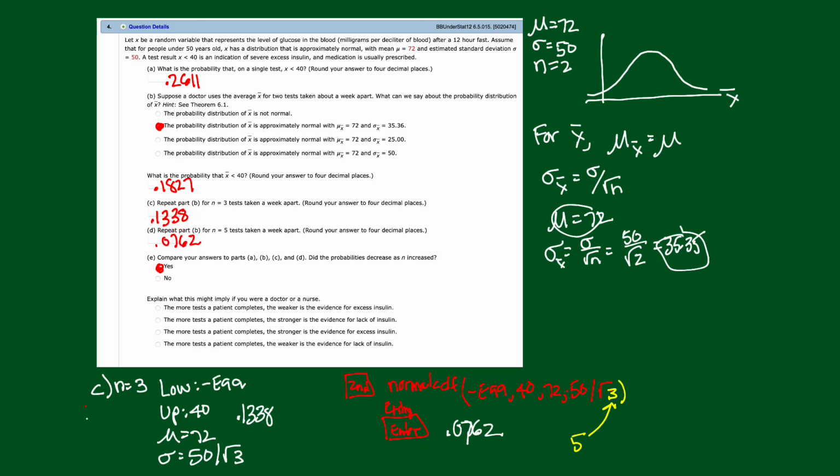What if you take it 5 times? Now it's down to 7%. But you're seeing that result. You're seeing less than 40, but the probability is now down to 7%. So I think what we have here is the more tests a patient completes, the stronger is the evidence for excess insulin. That's what we're testing for. So I'm going to claim it's the more tests, the stronger. Okay, I think it's that one right there.